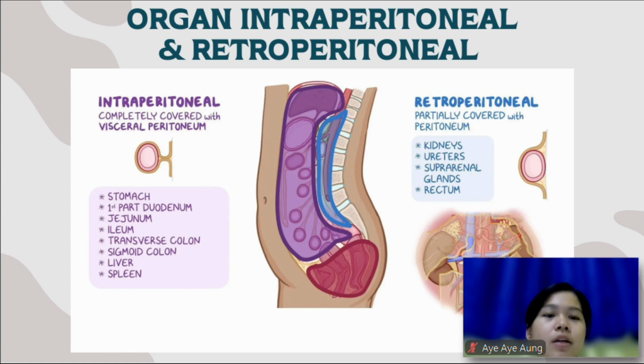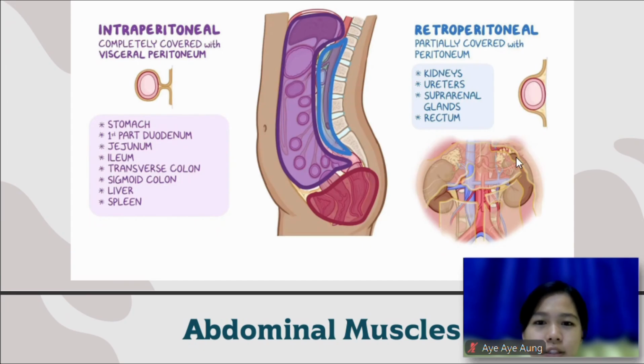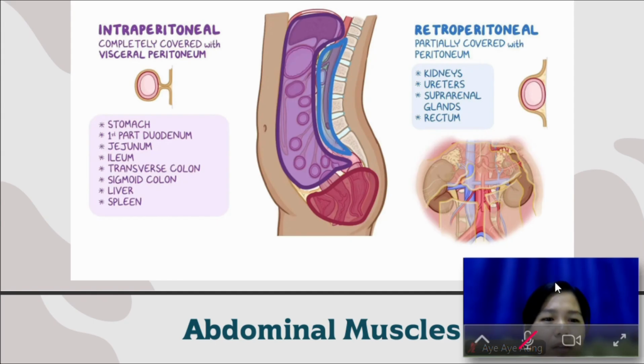Okay, and then the retroperitoneal organs. The retroperitoneal organs lie behind the peritoneum. So they are less mobile and more fixed to the posterior abdominal wall. So the primary retroperitoneal organs include the kidneys, these two here, ureter, and then suprarenal glands and rectum. So the secondary retroperitoneal organs include the duodenum and also the pancreas and the ascending and descending colon.